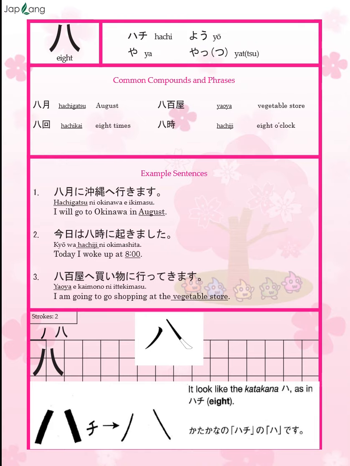8 looks like the katakana ha, as in hachi, 8. So yattsu is your Japanese reading, and the Chinese reading is hachi. So hachigatsu is August. Hachikai or hakkai is 8 times. Yaoya is a vegetable shop. Hachiji is 8 o'clock.